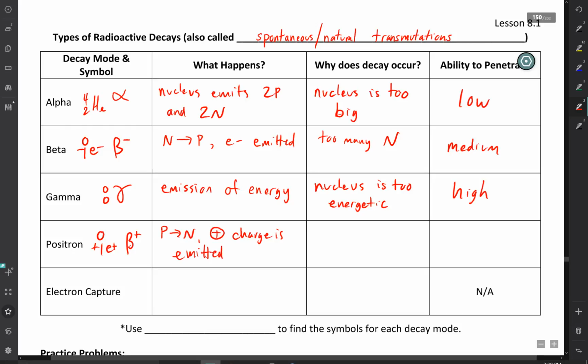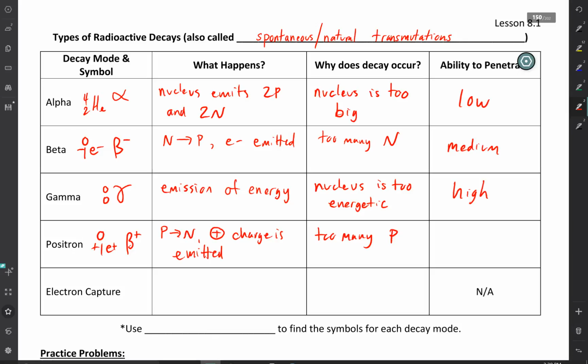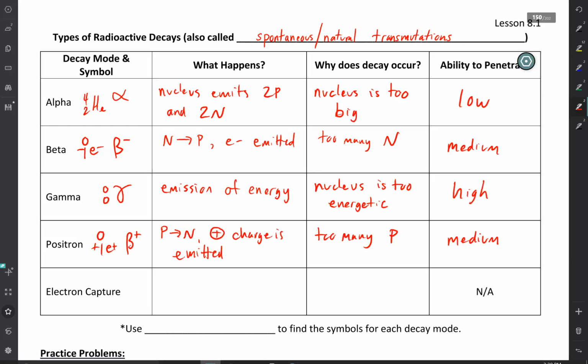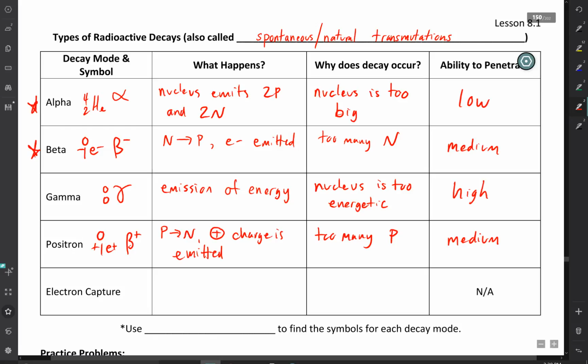This occurs because there are too many protons. So now our proton to neutron ratio is too high. In other words, there are too many protons and not enough neutrons. So a proton can turn into a neutron, and it's going to emit a positive charge. Like the beta particle, positrons have a medium penetrating ability.